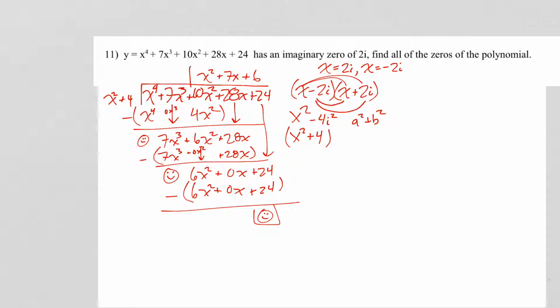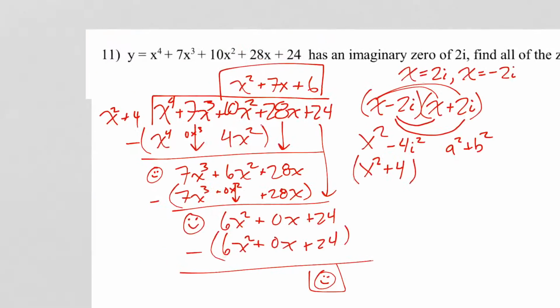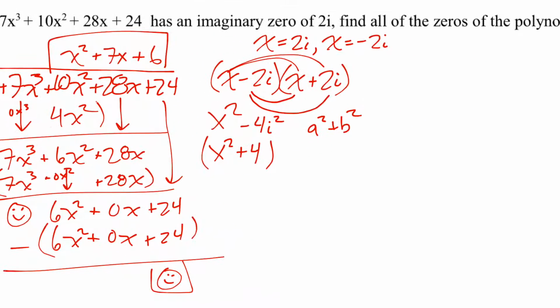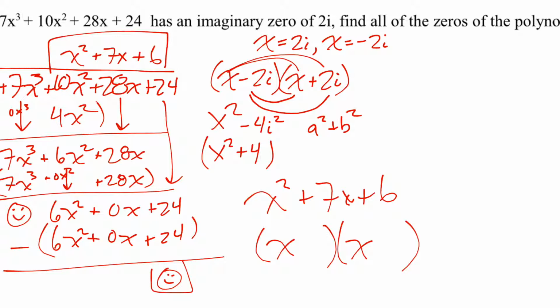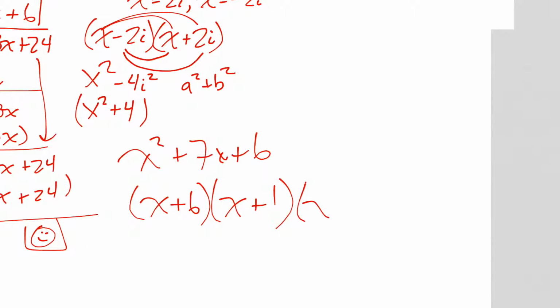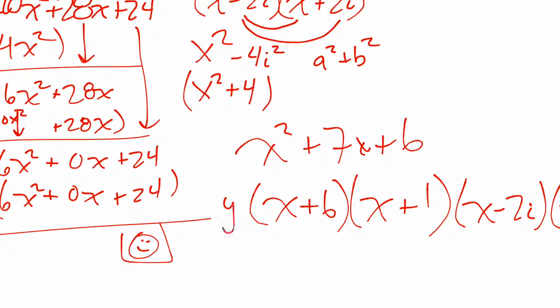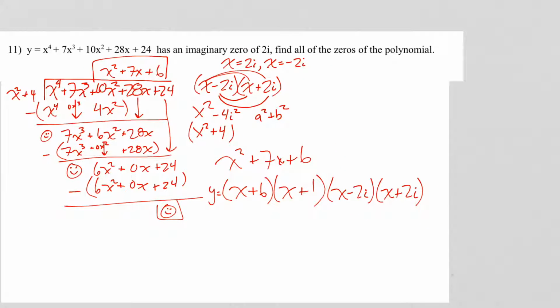And so what is our quotient? Our quotient is x squared plus 7x plus 6. So I know stuff. What stuff do I know? Well, x squared plus 7x plus 6 can be factored as x blah times x blah. What's the blah? Plus 6 and plus 1. So if I write this completely factored, I have x plus 6 times x plus 1 times x minus 2i times x plus 2i, which is gnarly. But that's what I started with. That is my equation completely factored under the complex number system.